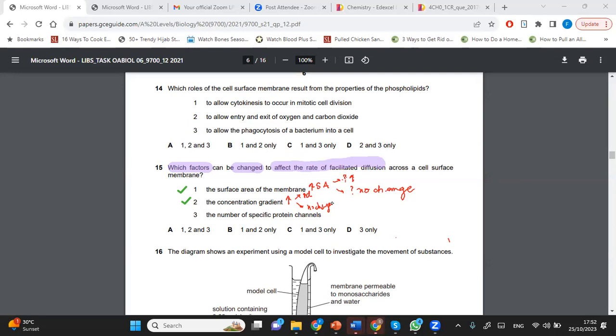It's also true because it will also affect your facilitated diffusion. What was facilitated diffusion? When particles diffuse with the help of protein channels. The problem was that the molecules could not diffuse directly through the cell surface membrane. As a result, they needed the help of protein channels to get through. So the greater the number of protein channels, the faster your rate of diffusion is going to be. So our answer is option A. All of these options are correct.